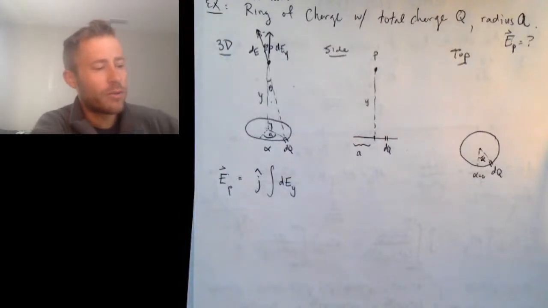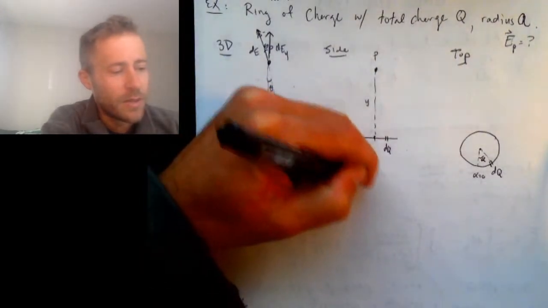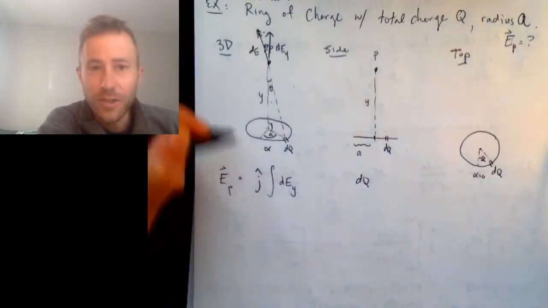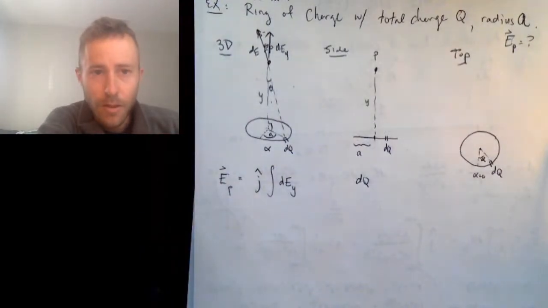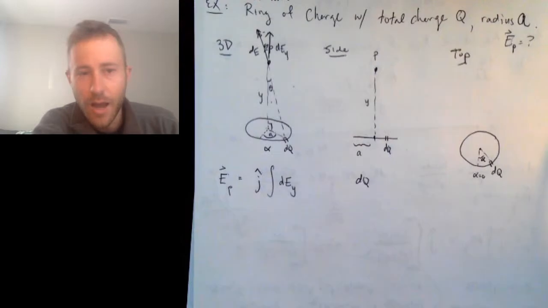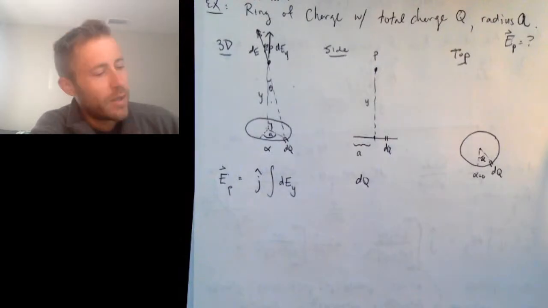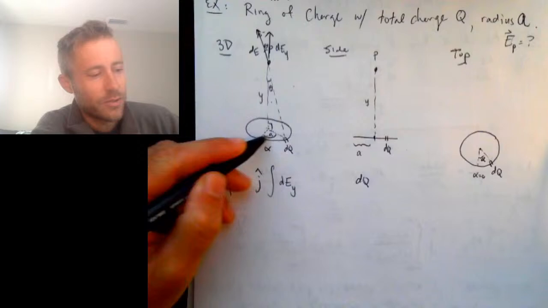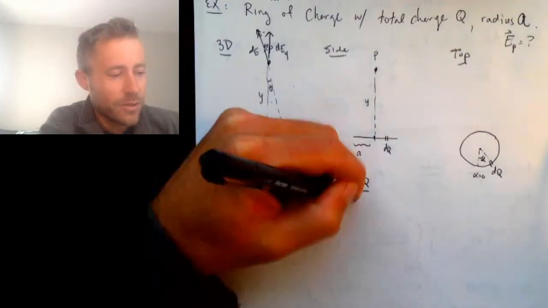So first of all, let's figure out what is dq. Well, because it is a circle, I told you that whenever you have a circle, your integration variable will be some angle. And because the angle around this circle is alpha, we're going to have dq d alpha.